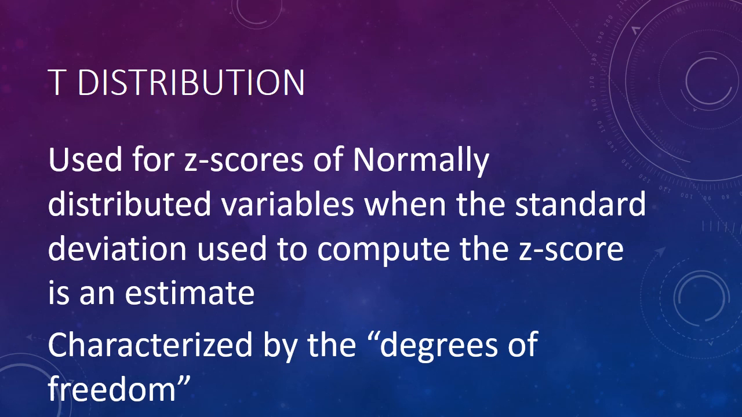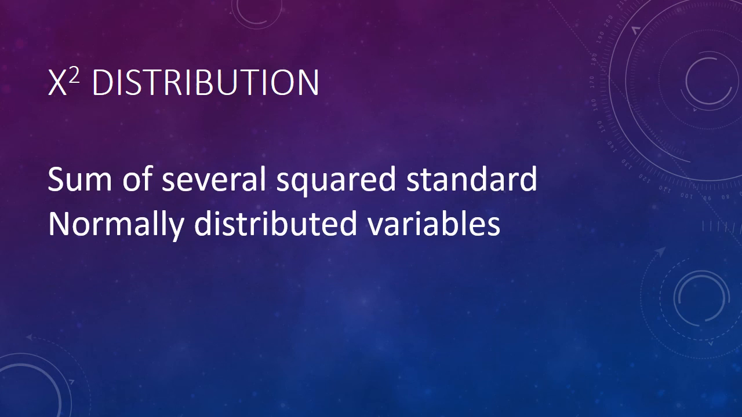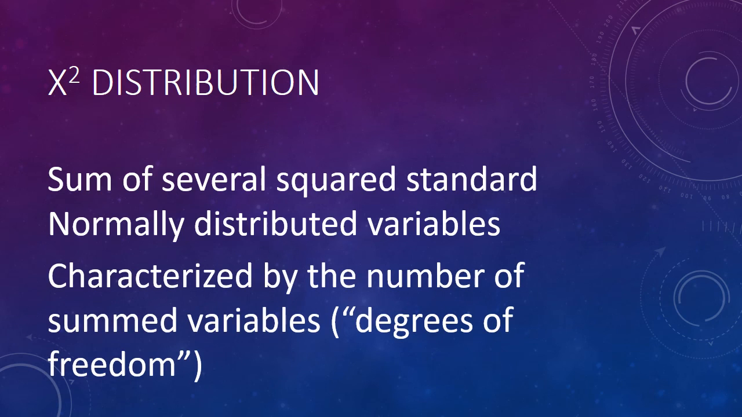Second, we have the chi-squared distribution. The chi-squared distribution results when you add together the squares of several standard normally distributed variables. It's also characterized by something called the degrees of freedom, and in this case it's the number of variables that you added together to get the chi-squared variable.